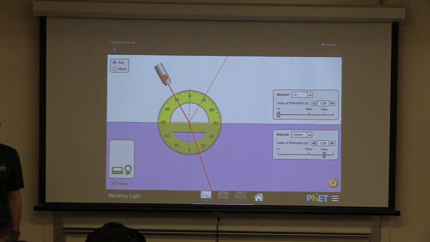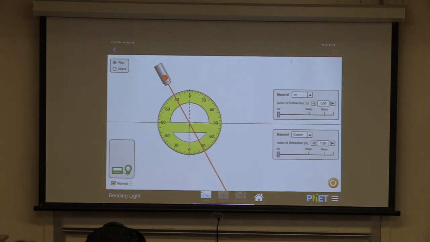What are you asking me? I'm checking. Normal is perpendicular to surface? Yeah, it's just showing you where the normal is. Okay. That's just like a reference for you to know what normal means. Because you're fairly abnormal and some people don't know what normal is. It's a sick burn, but no one got it.